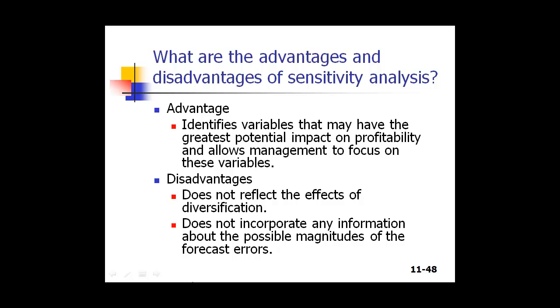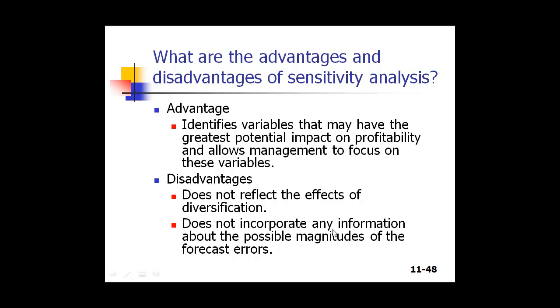So this analysis or measurement of risk does not tell us about the benefit of diversification. It does not incorporate any information about the possible magnitudes of forecast errors. What we mean by that is, in this sensitivity analysis, we are just looking at the sensitivity of NPV to changes in a given variable, but this method does not allow us to think about what the change in a given variable actually will be. You'll understand this better once we do scenario analysis.